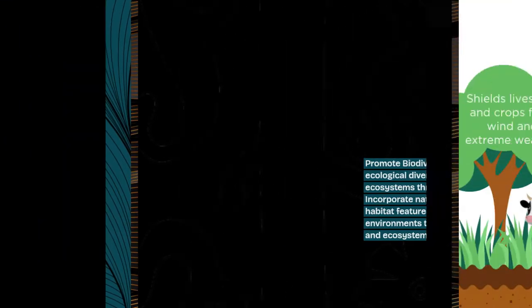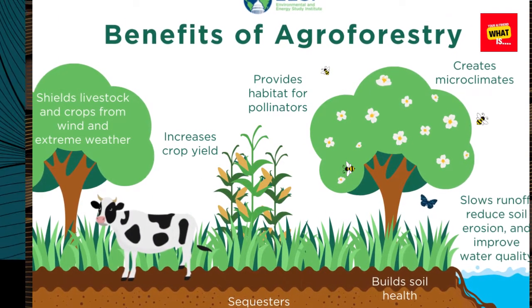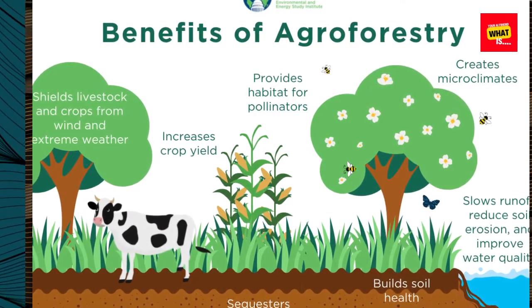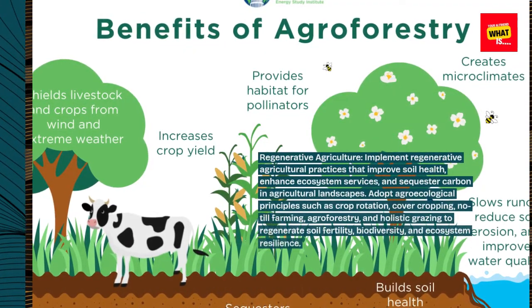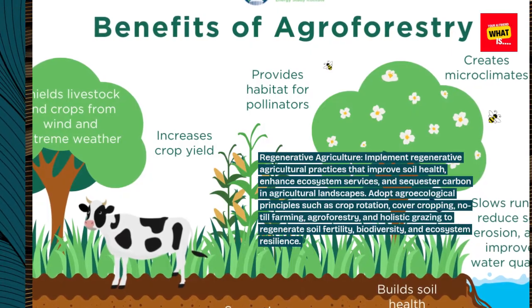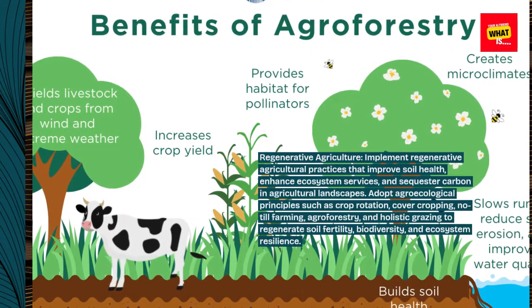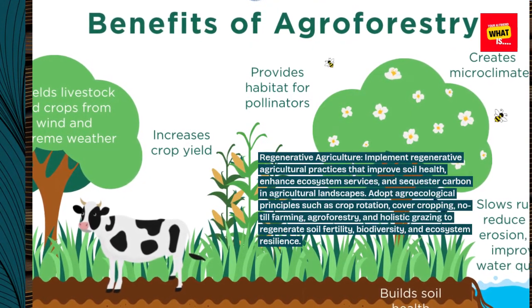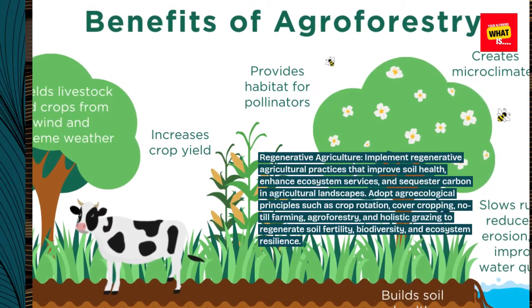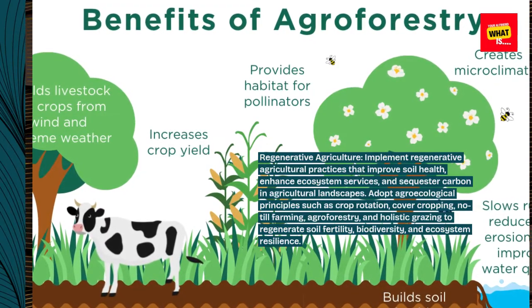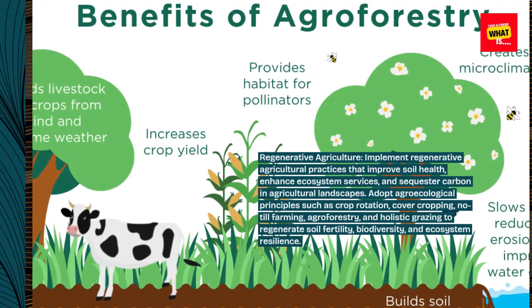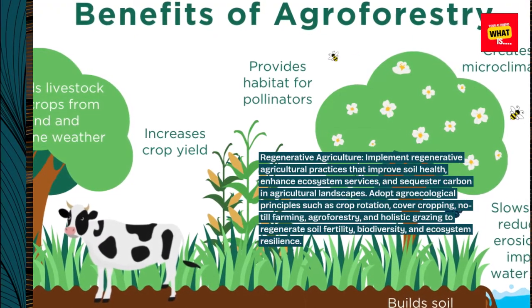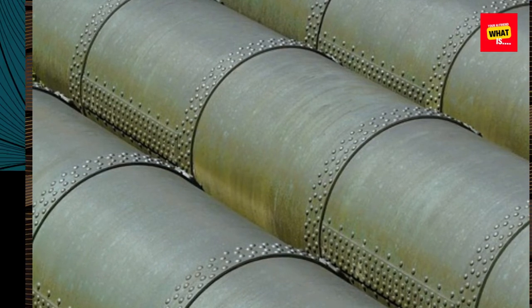ecosystem resilience. Regenerative agriculture. Implement regenerative agricultural practices that improve soil health, enhance ecosystem services, and sequester carbon in agricultural landscapes. Adopt agroecological principles such as crop rotation, cover cropping, no-till farming, agroforestry, and holistic grazing to regenerate soil fertility, biodiversity, and ecosystem resilience.